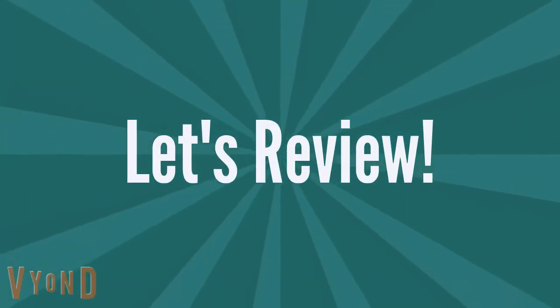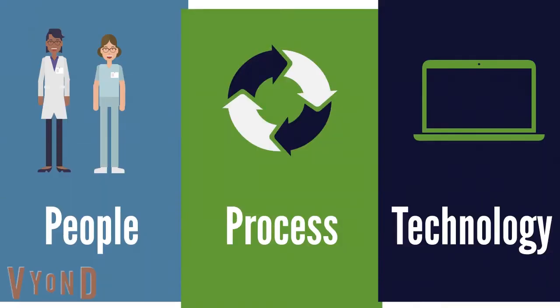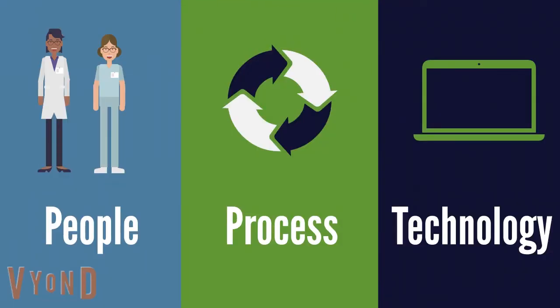Let's review what we've covered in this video. Implementing a social needs screening program is an ongoing and iterative process. When deciding on a social needs screening workflow, it is important to think about how the people, processes, and technology involved can align with and reinforce each other.